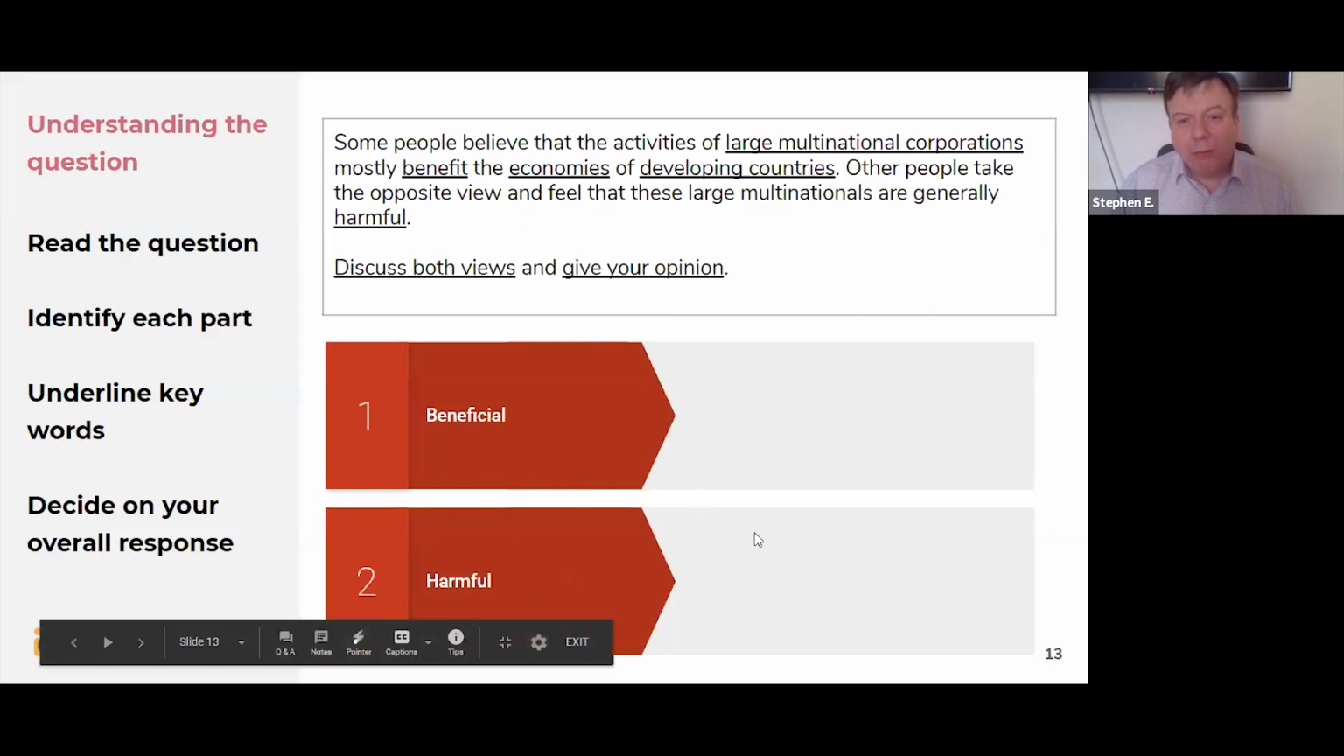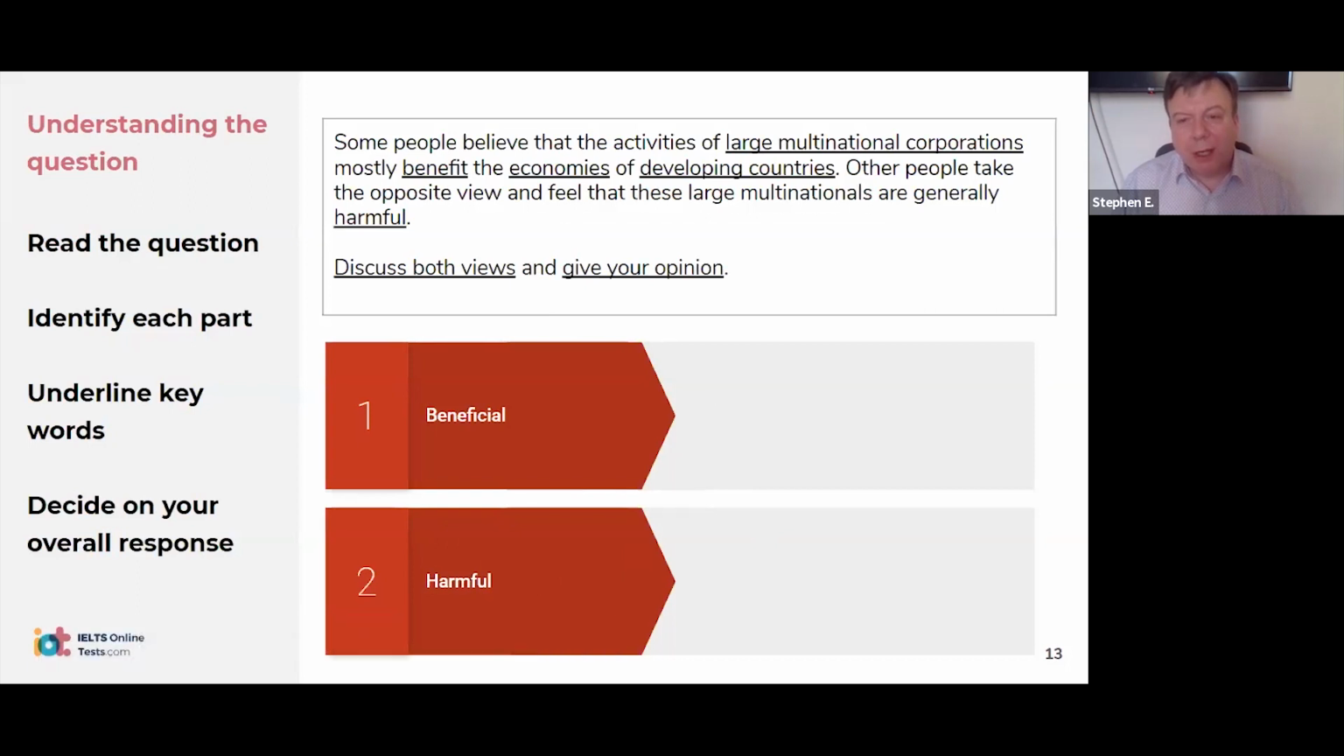So what about harmful? What are the downsides? Improve the economy, yeah. So how are they harmful? Pollution, yeah. Exploitation, okay, good. Environmental pollution, overall growth. Yeah, good point. Growth of the area of the country they're in. Capitalism, okay. Death of local businesses, yeah. Local products vanish, yeah, good. Very good.